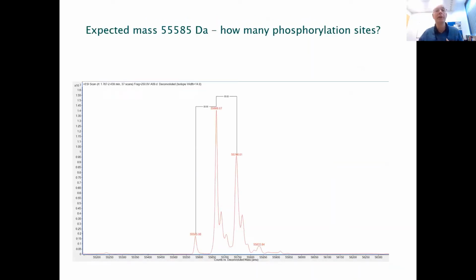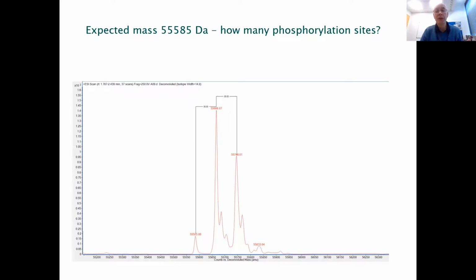Before we go into that, I just want to quickly ask you a question. Here is an intact mass spectrum of a phosphoprotein. We know it's a phosphoprotein because this corresponds to the expected unmodified mass. We have 2 mass shifts here of 80 daltons, which correspond to phosphorylation. So the question is, how many phosphorylation sites are there?